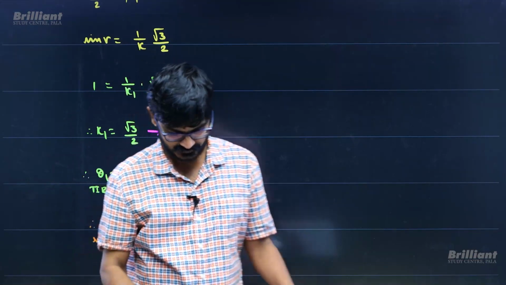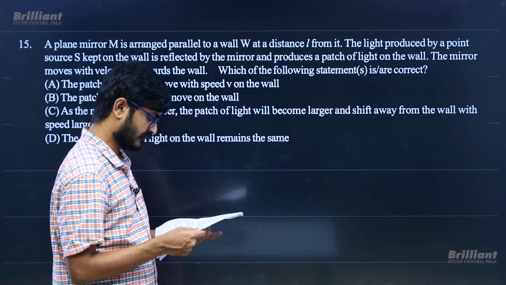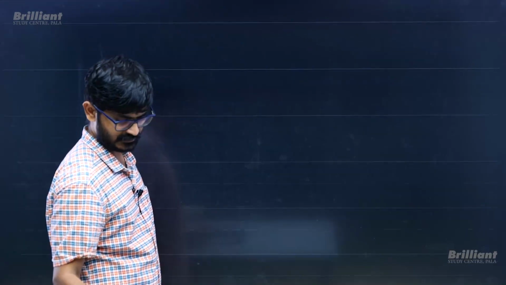So it's not reflection. Next question goes like, a plane mirror M is arranged parallel to the wall at a distance. Okay, I'll read the question.